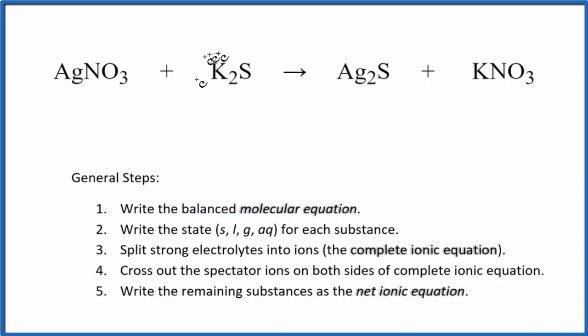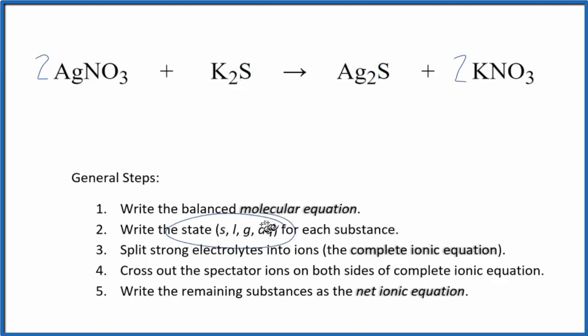I can see I have two potassium atoms here and just one here. So I'm going to put a 2 in front of the KNO3. Now I have two nitrates and only one nitrate here, so I'll put a 2 here. That balances the nitrates. That also has two silver atoms, then just one sulfur, one sulfur. So that's the balanced molecular equation.